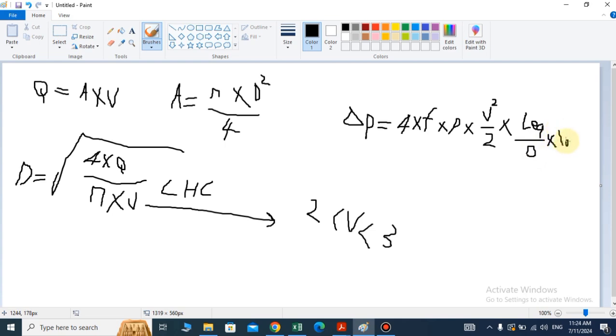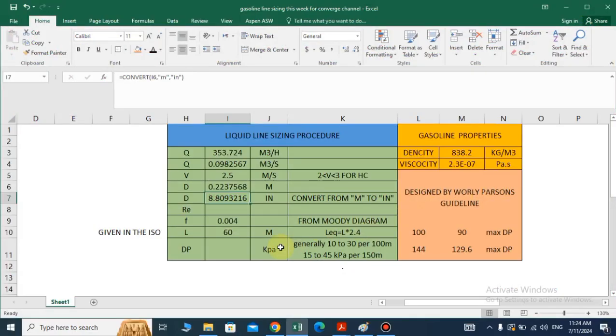Then we need to divide this equation by 1000 to turn it from Pascal into kilopascal. So let's calculate the differential pressure.